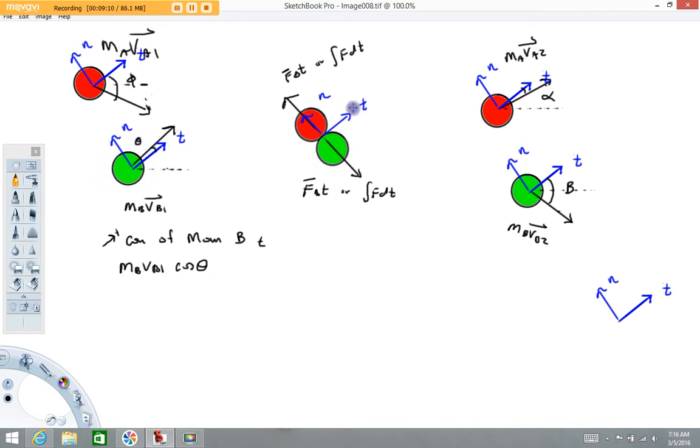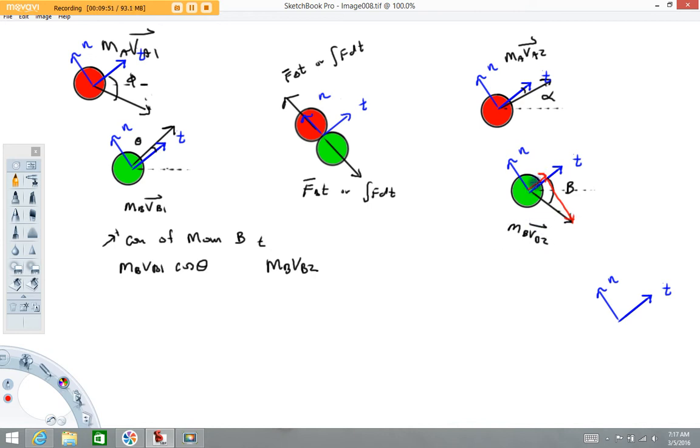I look here, and again, there's no impulse. This impulse does not have a tangential component. Then I look over here and I say, well, here's my MBVB2. The component that is in the tangential direction I get by multiplying by cosine beta. Let me just real quick in red draw these components so everybody can see what I'm talking about. The component of that vector in the tangential direction would be maybe something like this. This would be the component of this vector in the normal direction.